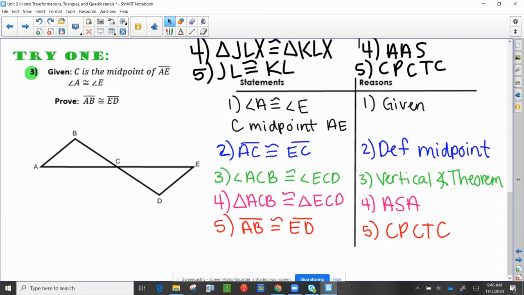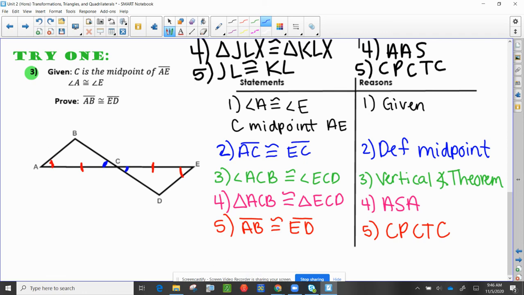Okay, here is the proof that I have. So our given statements, we know that angle A is congruent to angle E. You were told that C is a midpoint of AE, so that makes you have congruent sides there. AC has to be congruent to EC because that's the definition of a midpoint. You also have some congruent angles here. This is like that bow tie problem, they call it. So we have vertical angles. So ACB is congruent to ECD. Then now I have an angle, a side, and an angle. So I prove the triangles are congruent. So then I can prove that their corresponding parts are congruent.